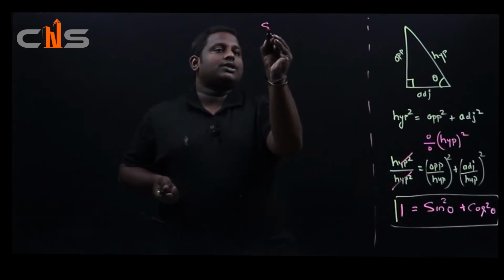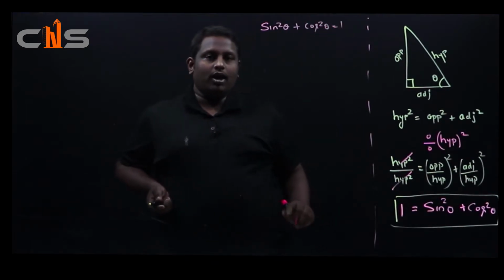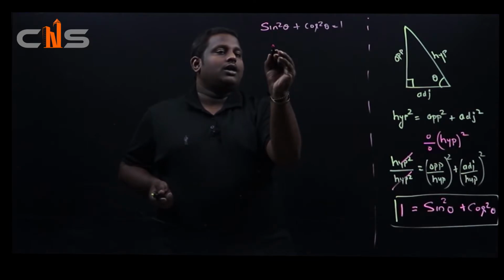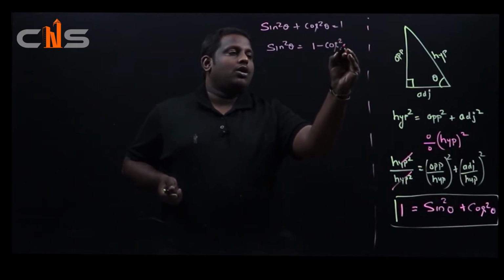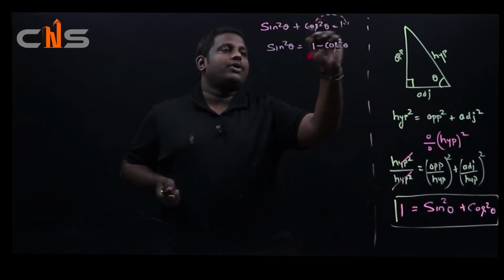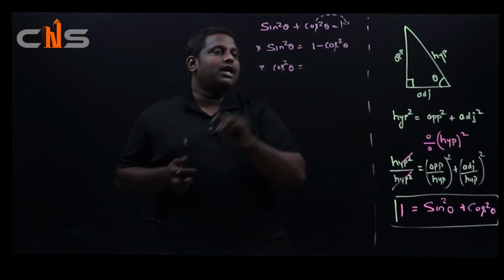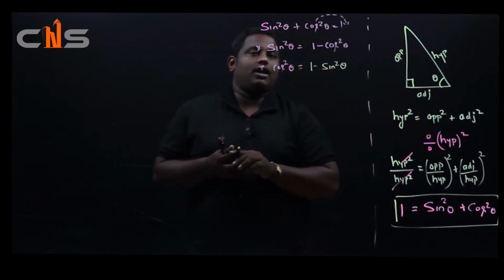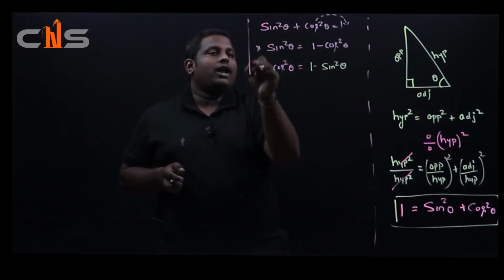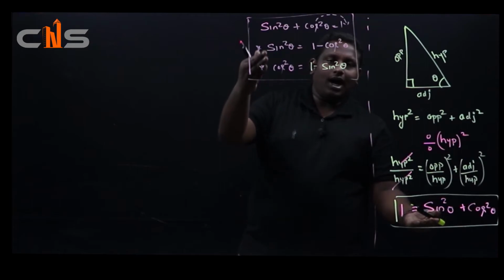So what is this? Sine square theta plus cos square theta equals 1. From this we can derive further. So sine square theta equals 1 minus cos square theta, that is, we are just moving cos square theta to the other side. If you require the value of cos square theta, then just move sine square theta to the other side. So from one identity we derived two other identities.